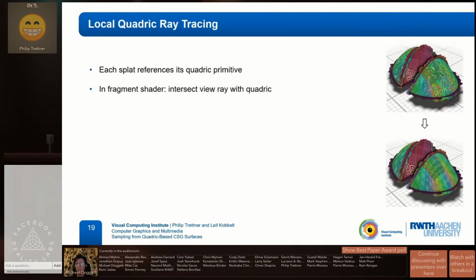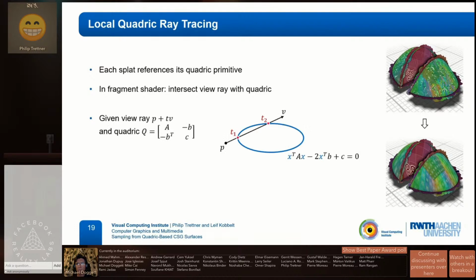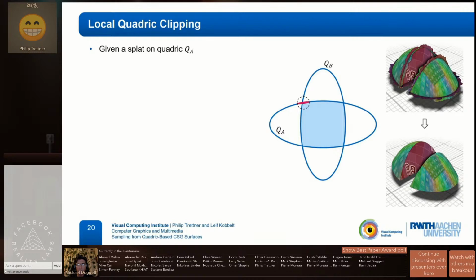Each splat actually knows which quadric primitive it was spawned from. And in the fragment shader, we have access to the current view ray. So we can now intersect this view ray with the quadric primitive. The view ray is a linear function, the quadric is a quadratic function, so we can solve a simple quadratic equation and get up to 2 intersections. If we have no intersection, we discard the fragment, and if we have multiple intersections, we take that intersection that is closer to the sample.